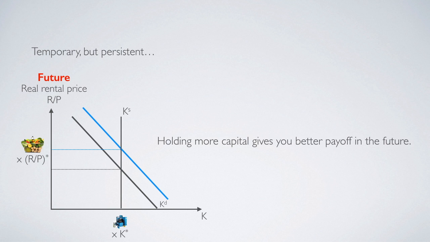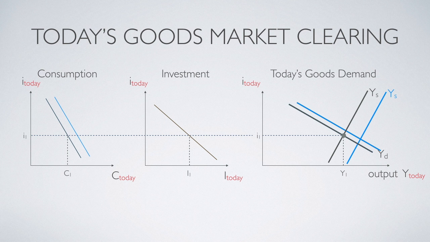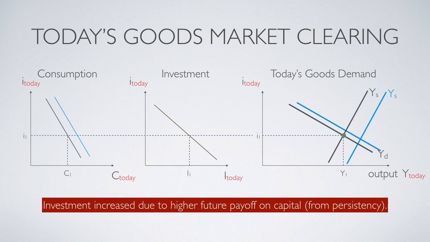It means that holding more capital now can give you a better payoff in the future. Therefore, your investment demand today will be higher, because you would have a high incentive to buy more machines now in order to hold more capital tomorrow and gain these better payoffs in the future. So from the diagram, investment demand will also increase. It would increase due to the higher future payoff on capital. This comes from the persistency that we assume during the business cycle. So we can see that the investment curve now shifts further to the right.